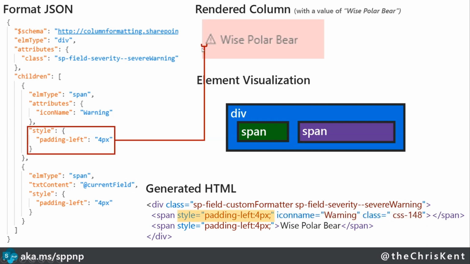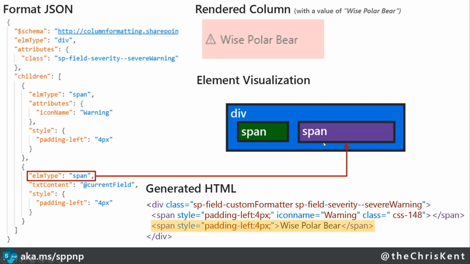And I want to make sure that it's not right up against the edge, right? So I really wanted to make sure that, especially with my background color, I had a little spacing. So I do this padding left. It's just a CSS attribute, right, of 4 pixels. And then I want to put my text here.